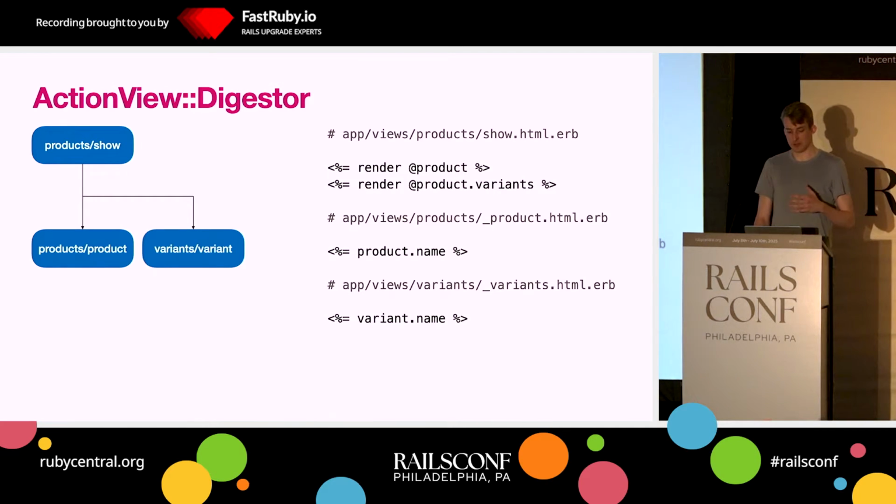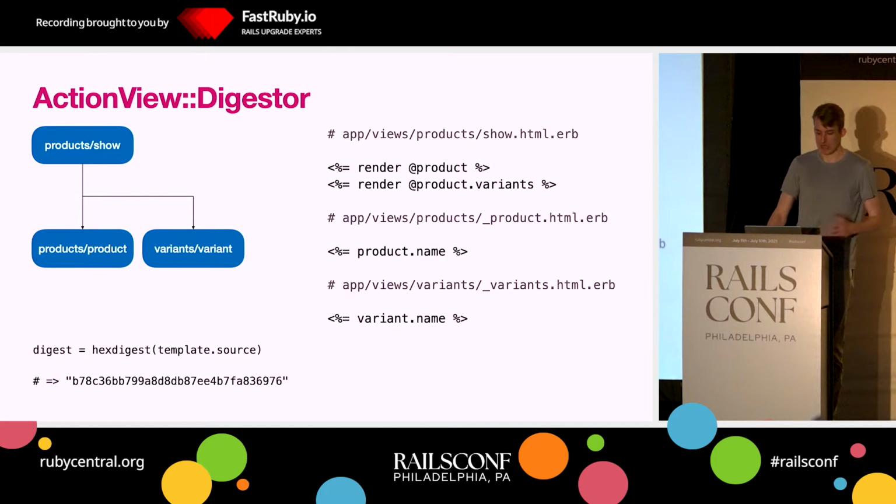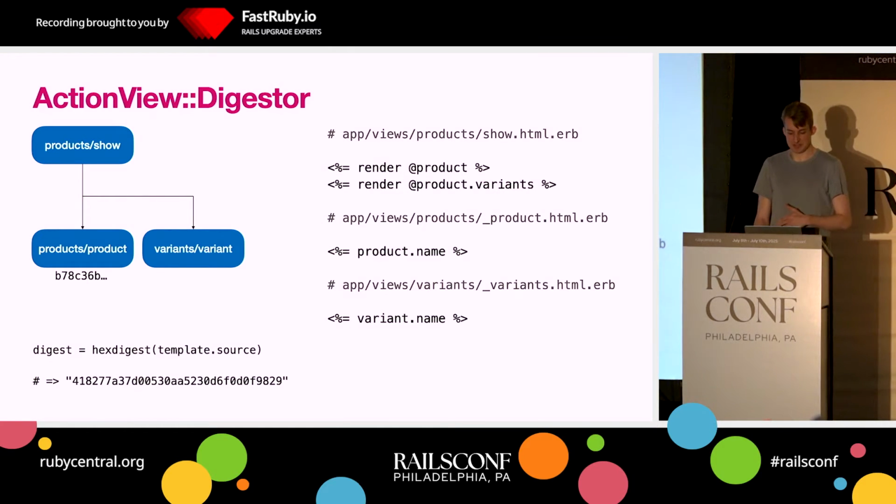To create the key for show, we first need the cache keys for all of the children, so you can start with the product template. And since it has no children, its cache key will just be a hex digest of the source code of the template, which will look something like this. And then we move on to the next child and digest its source.